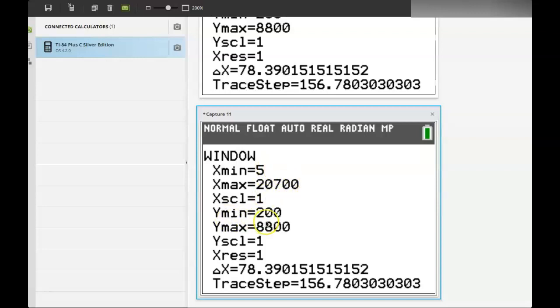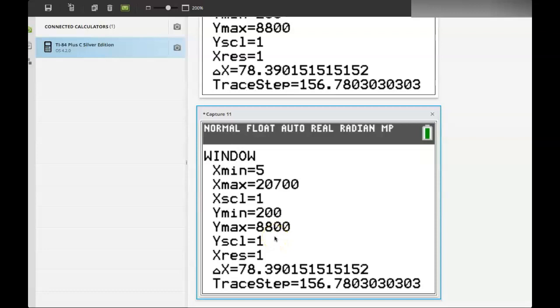Same thing for Y. For Y we have 227 as the lowest one, the smallest number that we have. So I'm choosing to have 200. You can choose 220, but it's better to choose this one because I want to have all the points in that interval when we're graphing it. And the Y maximum value here is 8,595, so I'm choosing to have 8,800.